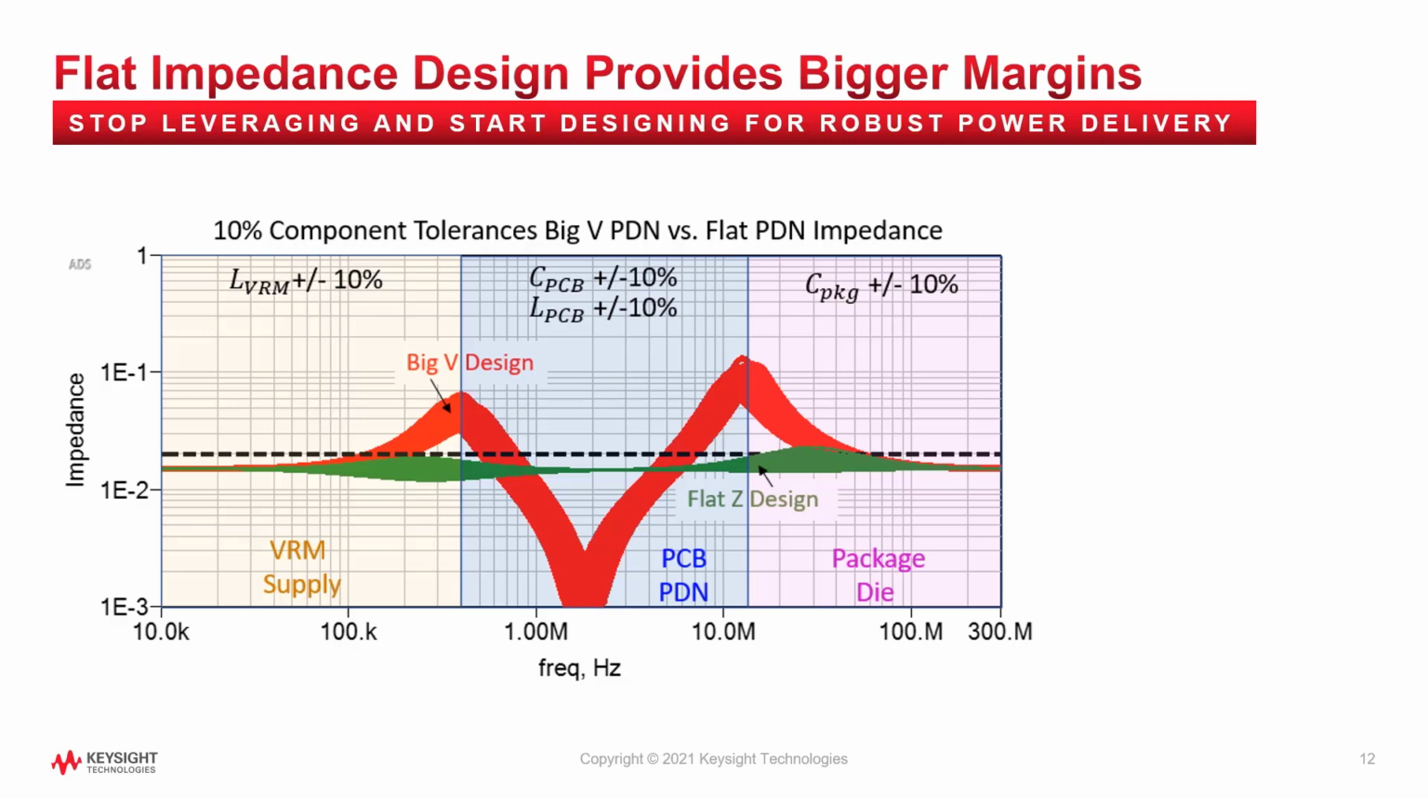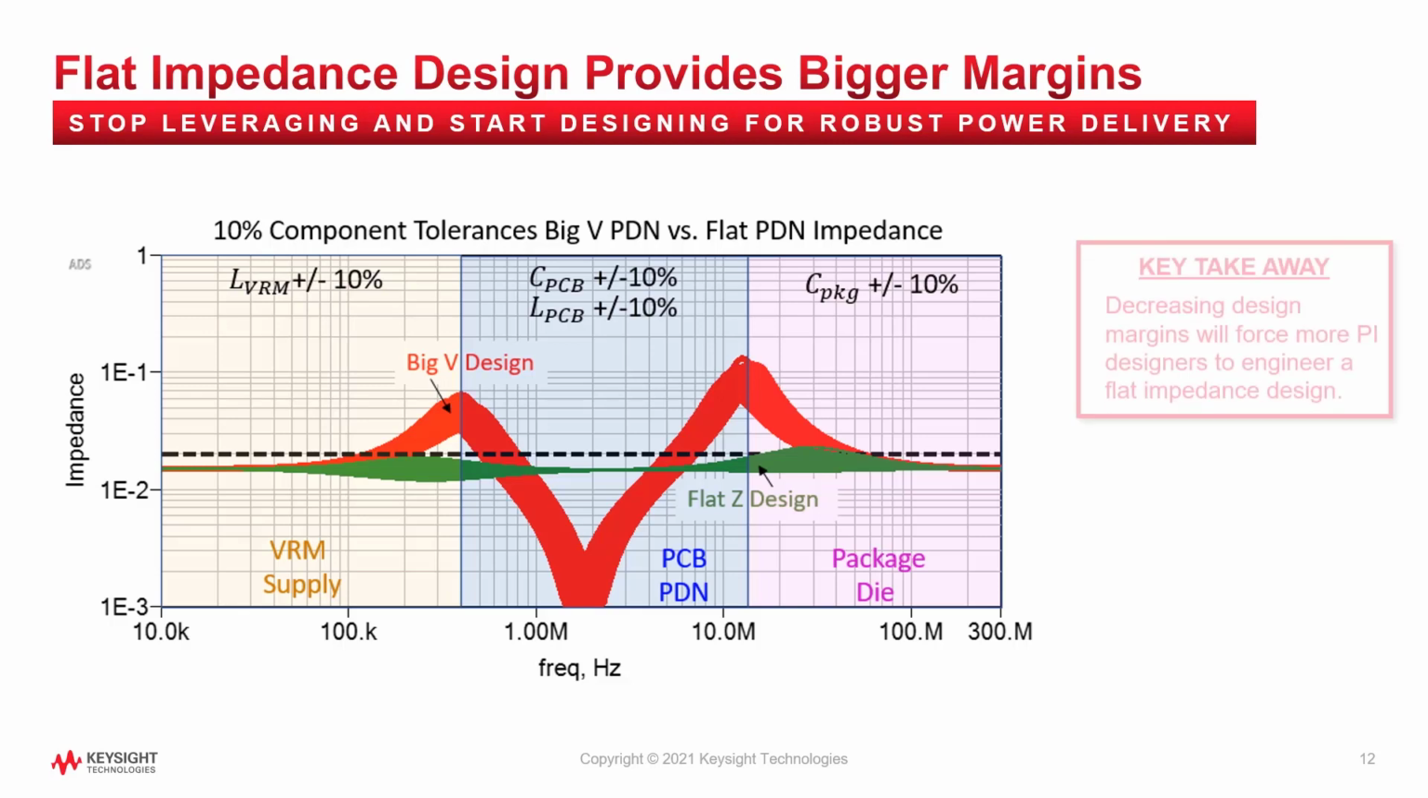Another benefit to flat impedance design is that it provides bigger design margins. Here is an example of how a simulator can make it easy to do a Monte Carlo analysis of component tolerances to see the impact on a power delivery network with resonances versus a design with flat matched impedance. The impedance variation for the non-flat big V design is significantly larger than the flat impedance design, which will result in a reduction of design margins and more product-to-product performance variations.